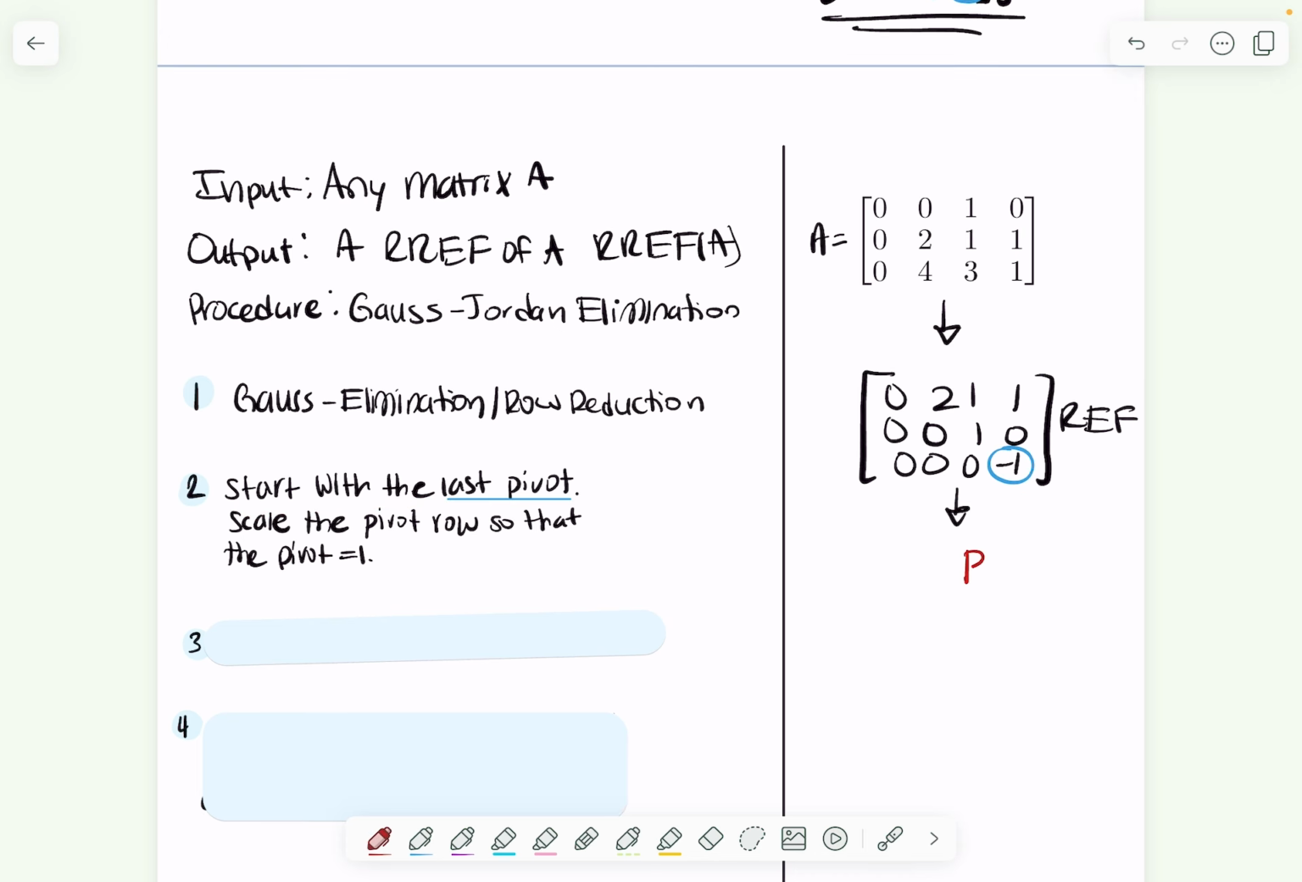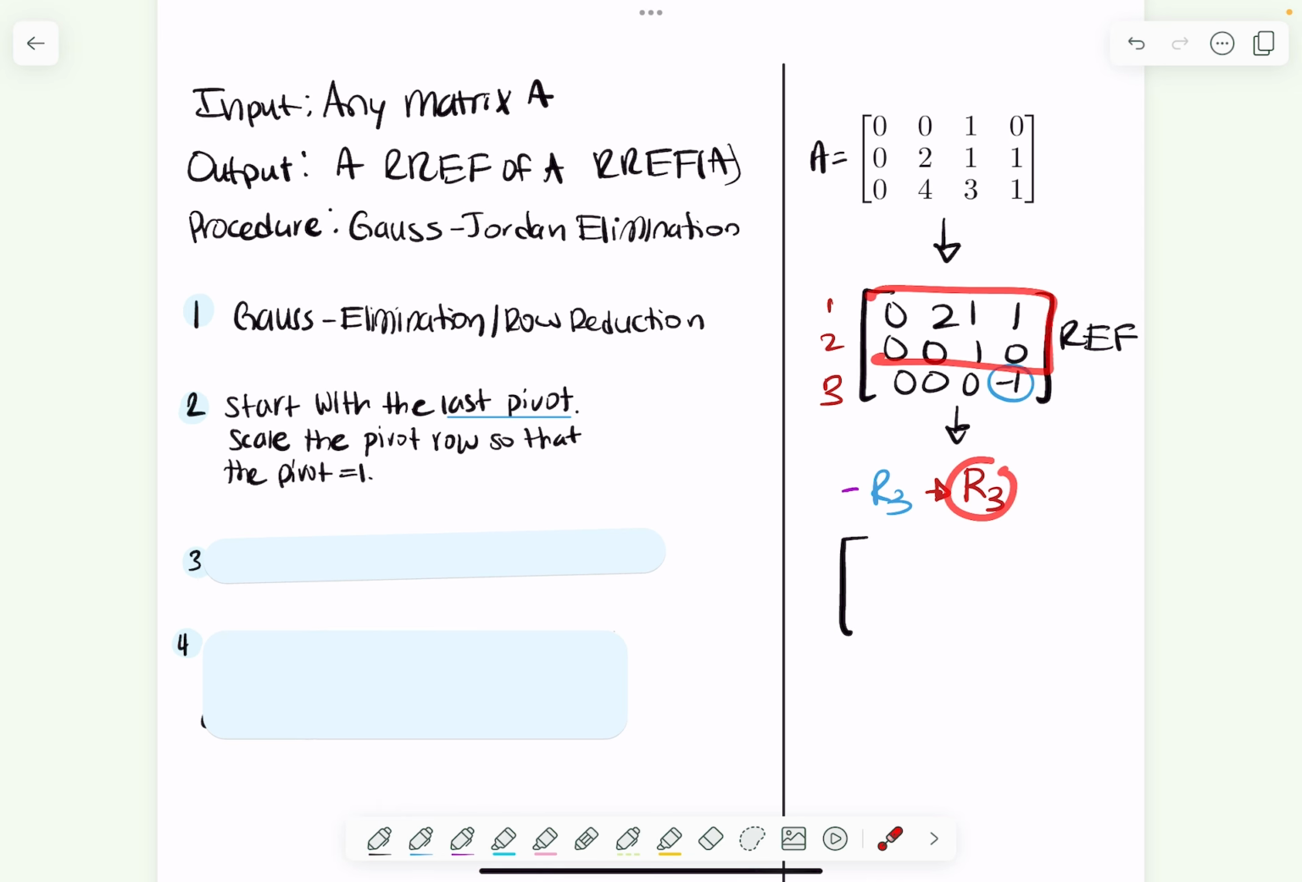So here's my procedure. I want to change something in row 3, right? 1, 2, 3. And I want to use my pivot position, which is also in row 3. And I want that to be a 1. How can I get it to be a 1? If I divide by -1. But we can't really divide in matrices, so we just say we're going to multiply by its reciprocal, but it's the same thing. So I'm just going to do negative row 3 is going to become my new row 3. Since row 3 is the only thing I changed, these two rows are going to stay the same. And then this row is going to become the same row, but multiplied by -1. So we're going to have 0, 0, 0, and then this times the -1 is just going to be 1.